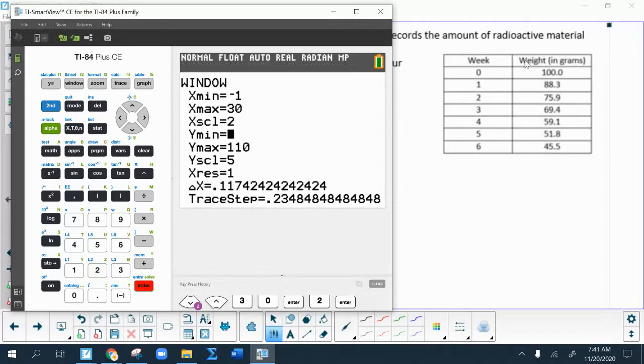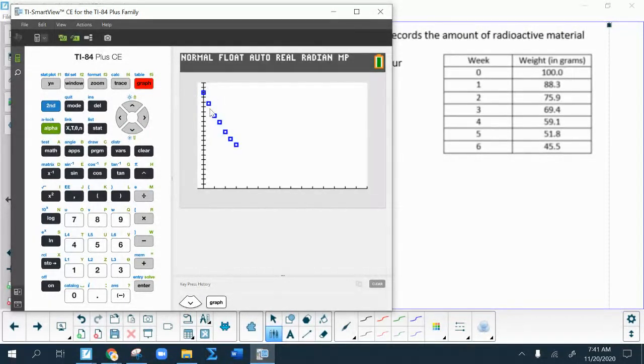And then looking at my weight, that's my y's. So my largest number is 100. And if we go past 6 weeks, we're going to assume it's going to keep decaying. So the number is going to get smaller. So maybe I go a little bit bigger than 100 in my max. And then I'm going to just go to 0 on my y's. So this is my window. I'm going to hit graph. And then there's my data. Okay, so you can see that it is definitely doing an exponential regression shape in here. And you can kind of visualize that it's going to go down like this.